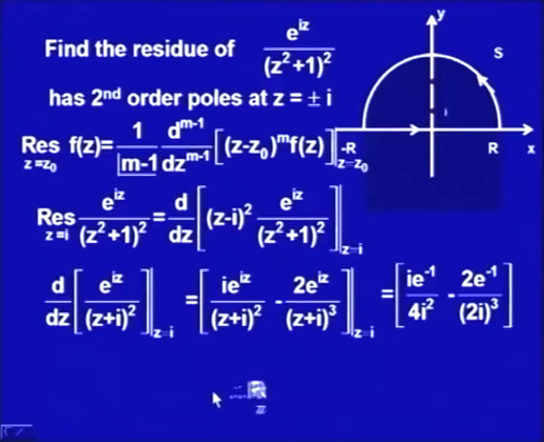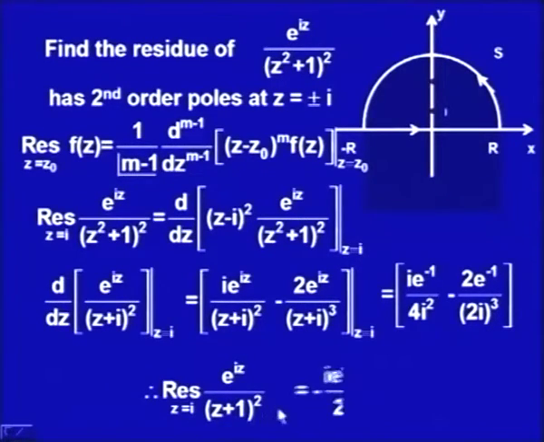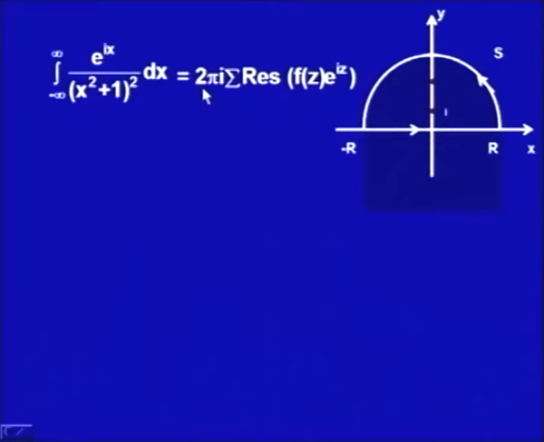So, what we have got is the residue of the function e^(iz)/(z² + 1)² at z = i as -i e^(-1)/2. Now, use this in our formulation. The integral from minus infinity to plus infinity of e^(ix)/(x² + 1)² dx is 2πi times the summation of residues of f(z)e^(iz), where the summation runs over all the poles in the upper half plane.